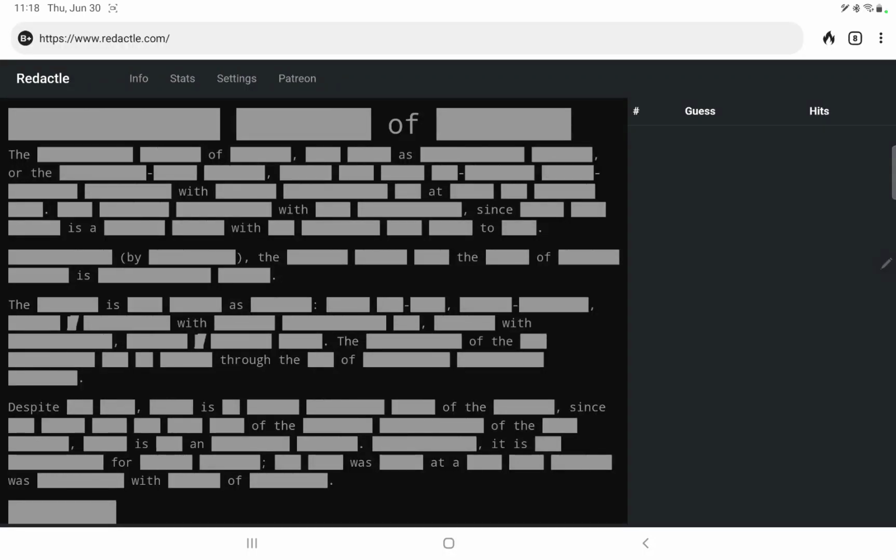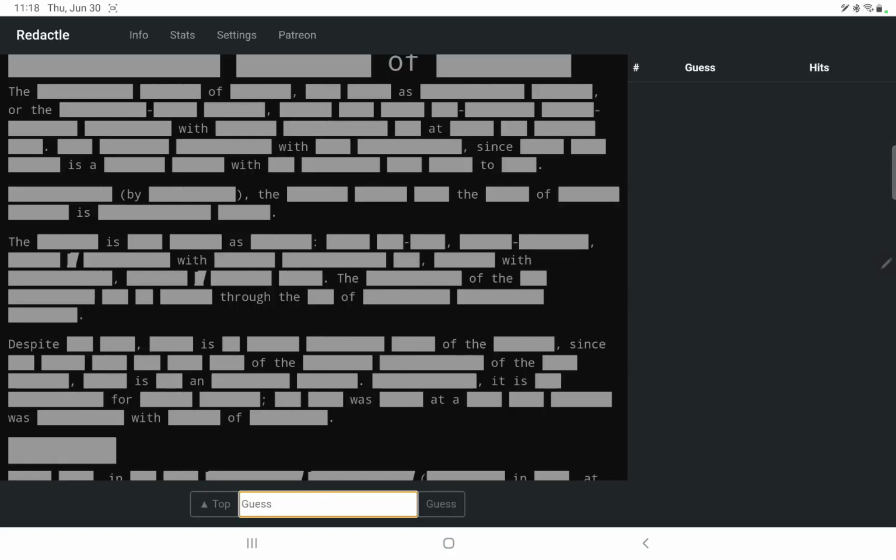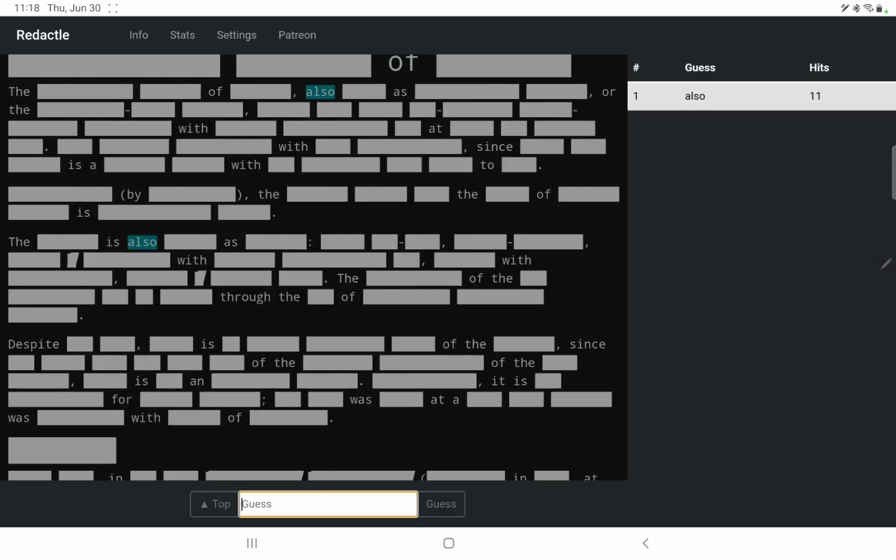Let's play Redactle for Thursday, June 30th. This article has a long title, something something of something else. First word has 11 letters, the other two have 7 letters. The something something of something, and then this looks like it should be also known as. Okay, and then a two-word name. Are the something hyphenated, blah, blah, blah, blah.